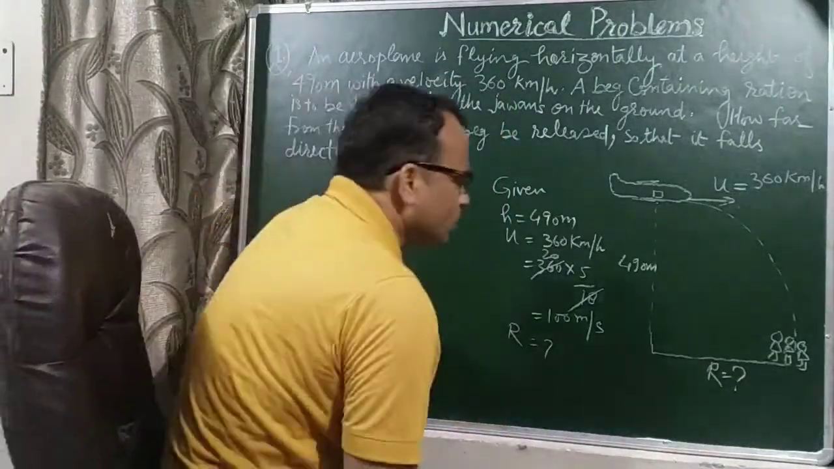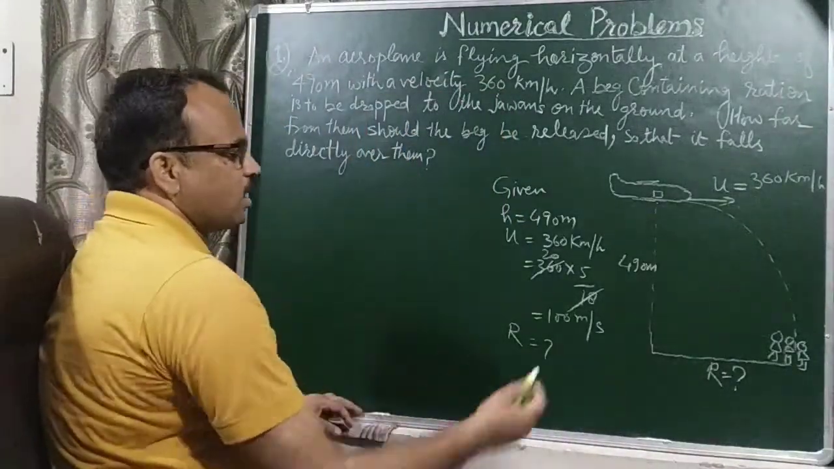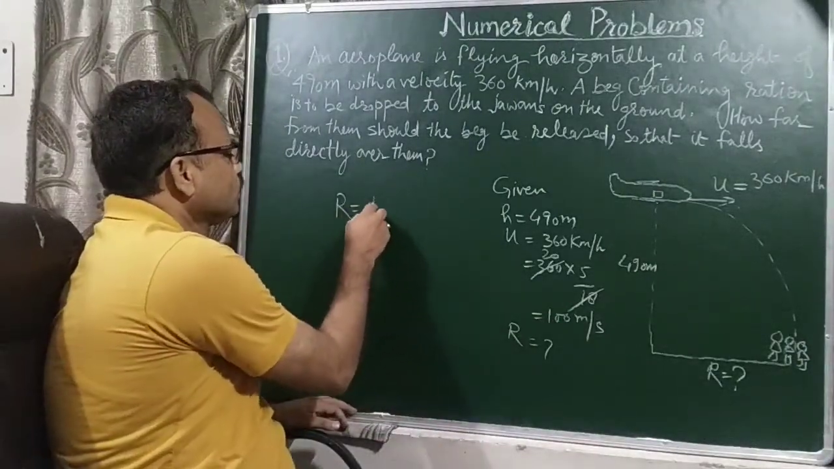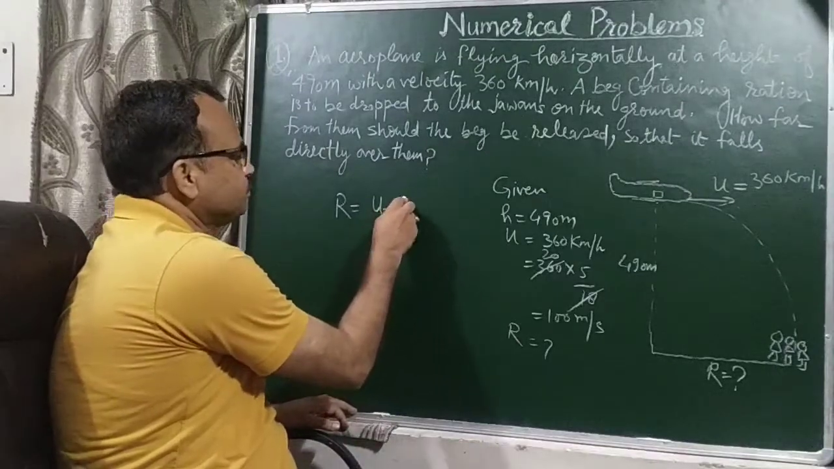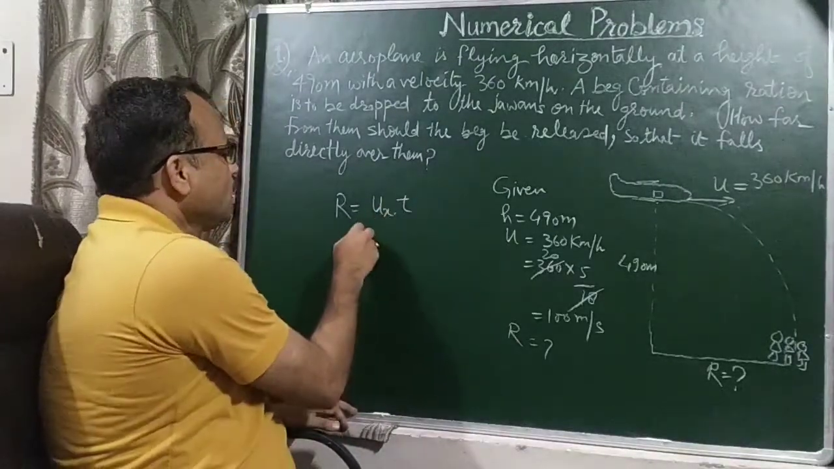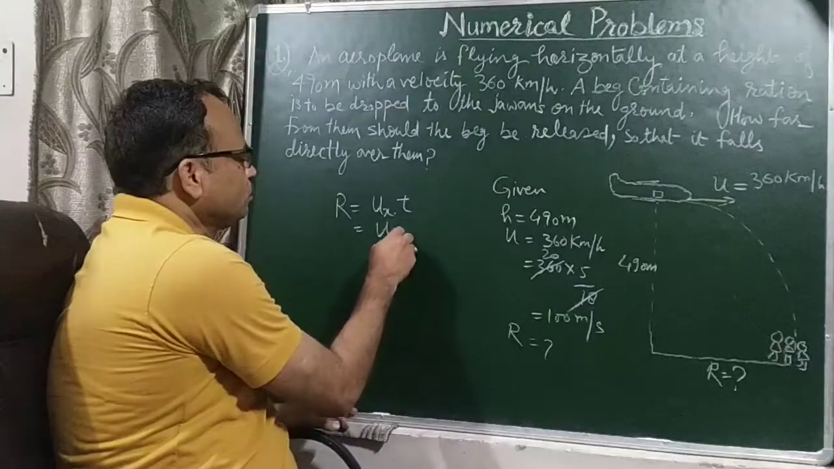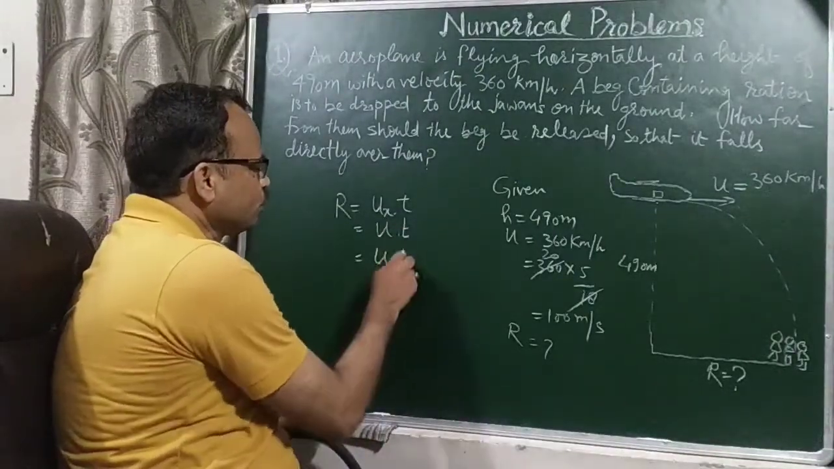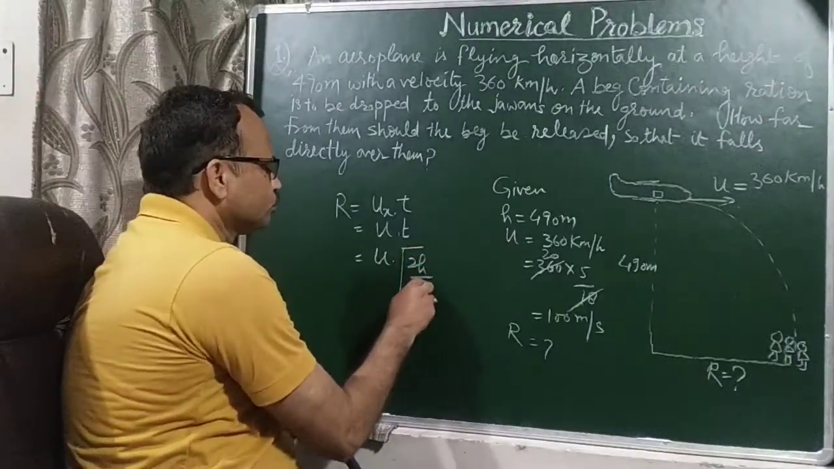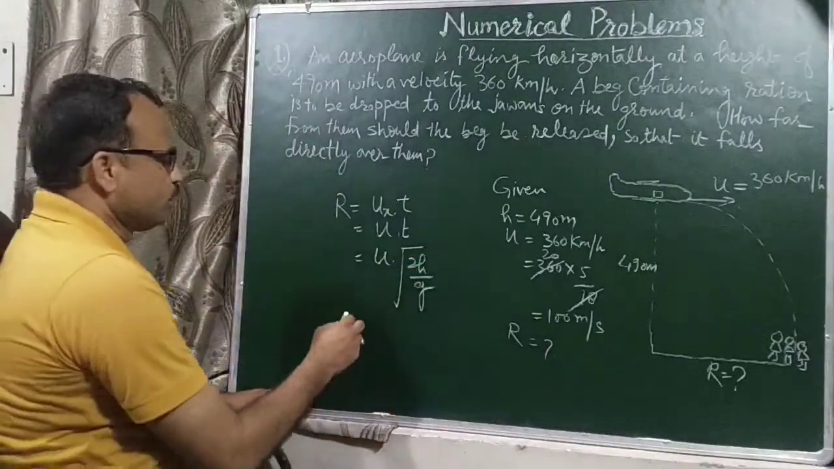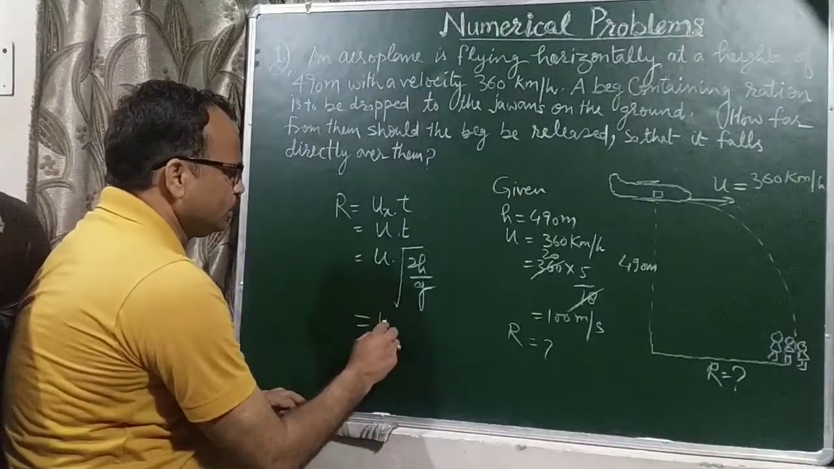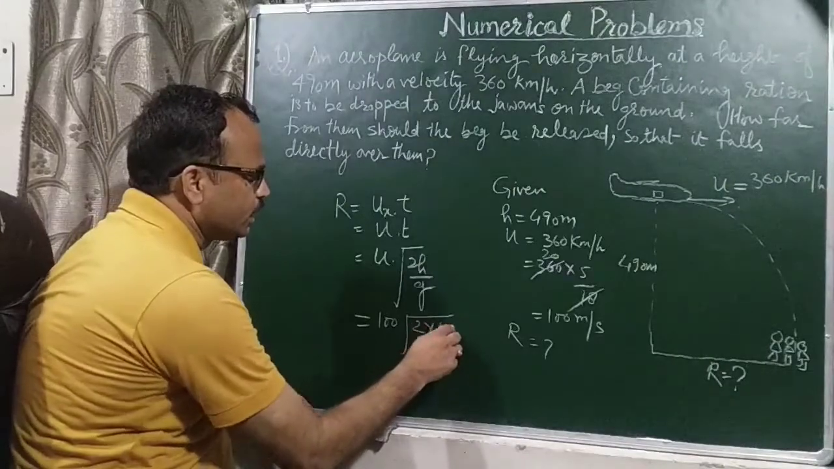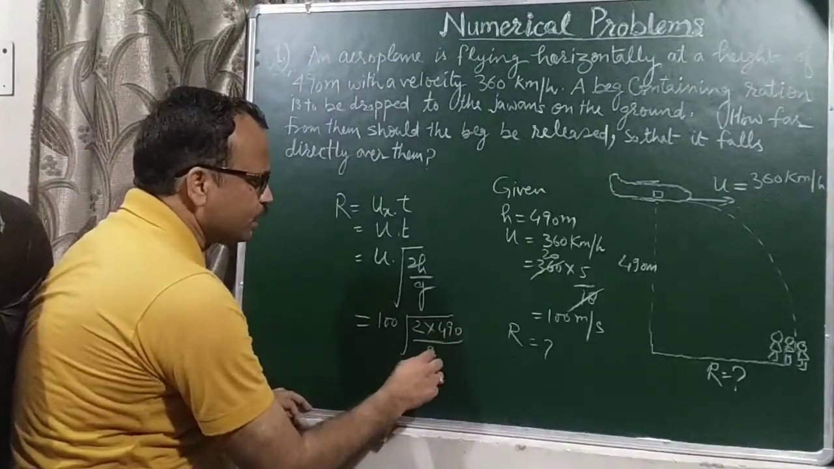First we recall the formula of range. How can we calculate the range? As we know, distance equals speed into time. So the range R is equal to u into time, where the time is under root 2h upon g. Now put the values: R equals 100 into under root 2 into the value of h, 490, upon the value of g, 9.8.